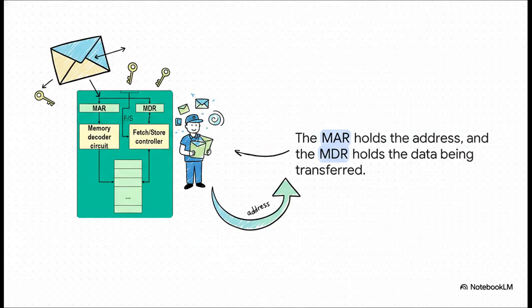So how on earth does the computer keep all this fetching and storing straight? Well, it uses two special little helpers, kind of like mail clerks. The first one is the Memory Address Register, or MAR. It holds the address of the specific mailbox the computer needs to visit. The second is the Memory Data Register, or MDR, and it holds the actual piece of data that's being sent or received. Every single memory operation, without exception, goes through these two.